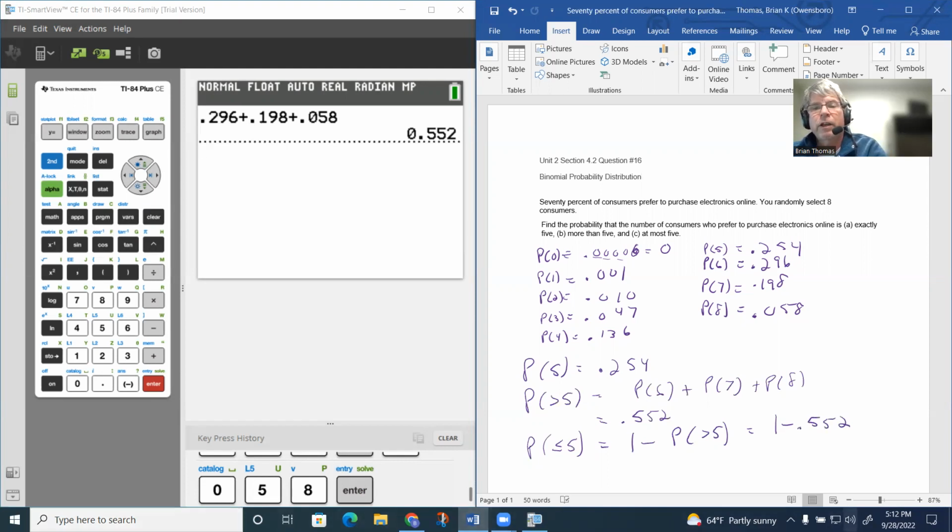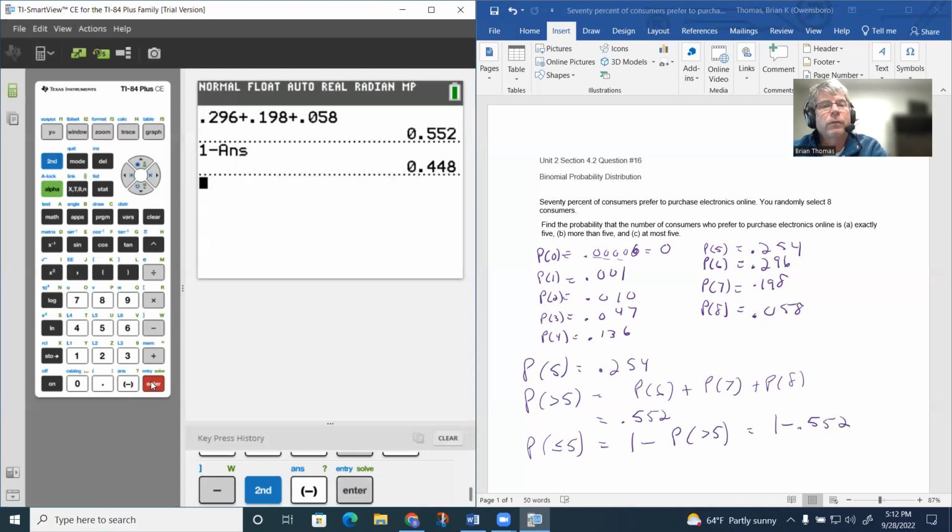So that saves the trouble of adding the 0 to the 0.001 to the 0.010 to the 0.047, and so forth. If I want to bring down the previous answer, right above the negative symbol is the second answer, and it'll bring down 0.552. That gives us 0.448. So when numbers are long, I can actually use that as a shortcut. So 0.448 would be the probability for at most 5.